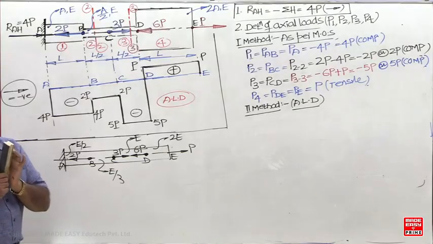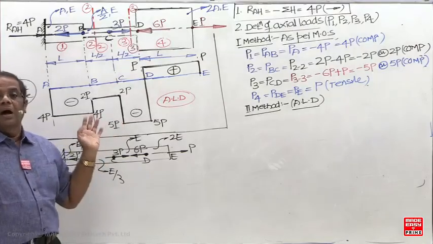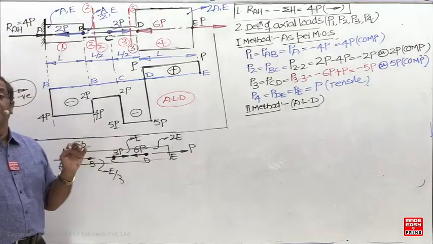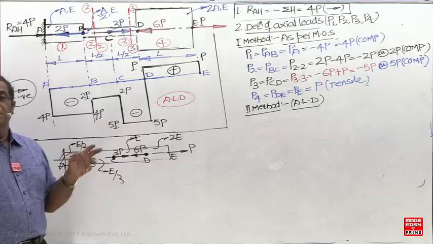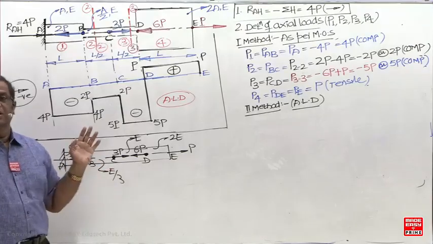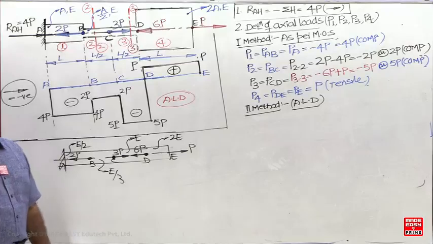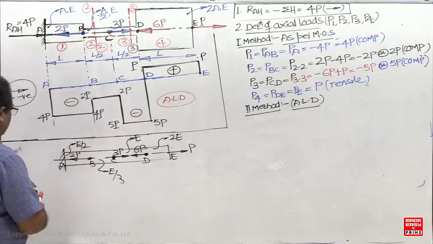Shape of the loading diagram, that is ALD, SFD, BMD, TMD, are independent of the material, independent of the shape of the cross section, independent of the cross-sectional dimensions. Once again, for this case ALD will be the same.